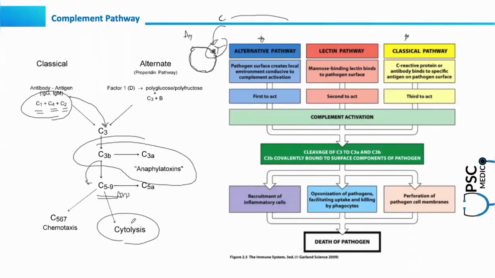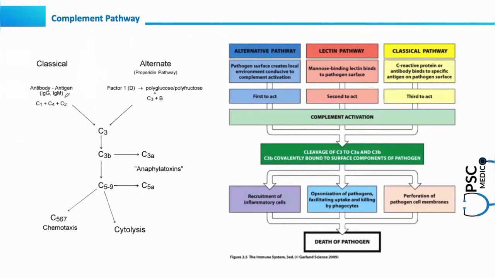Don't remember all these steps, but what you need to remember is this is the classical pathway. It comes late. It is more of an acquired kind of immunity because it requires antigen antibody reaction. Then only the complement goes and bites.